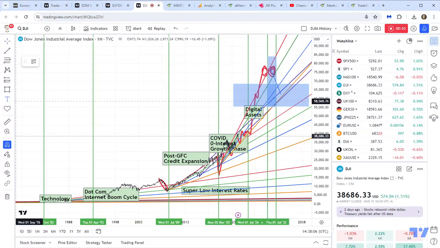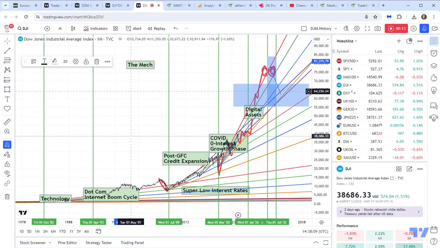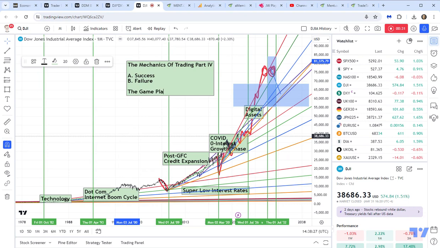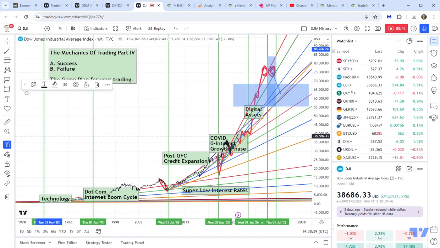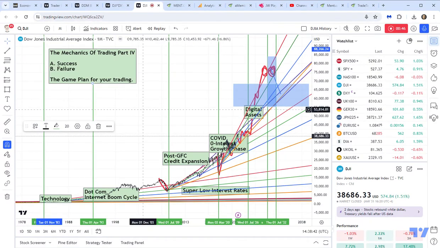In fact, let me add this here. What we're really going to be talking about here is A, success versus B, failure. And this is the ultimate game plan for your trading. Ultimately, you have to begin to understand that trading decisions are marked as success or failure of market trends. Everything that I teach you is all about determining success or failure related to your understanding of the market.